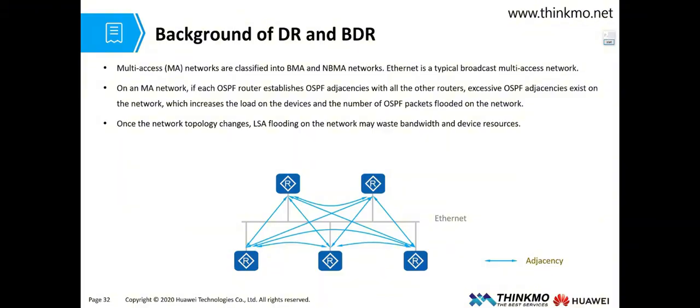Taking our MA, which refers to our multi-access network, in this process, multi-access networks are actually divided into broadcast networks, BMA, and NBMA. In our MA network, if each router establishes an OSPF connection relationship with every other router, it will lead to an excessive number of OSPF connections, which will increase the load on our devices. At the same time, the network will be overwhelmed with too many OSPF packets.